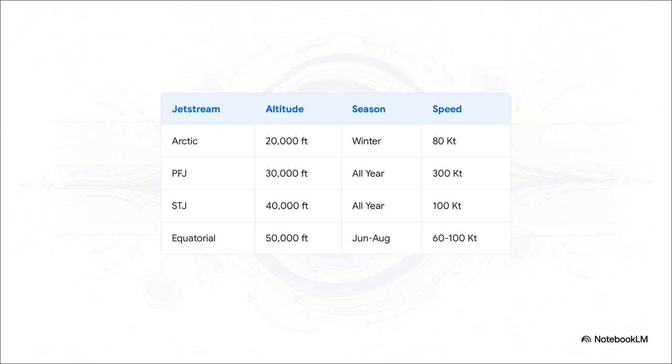The Arctic jet sits at 20,000 feet. The polar front jet steps up to 30,000. The subtropical at 40,000. And the equatorial jet tops out at 50,000 feet. It's a perfect cheat sheet showing how the polar and subtropical jets flow all year round, while the Arctic and equatorial jets are highly seasonal.